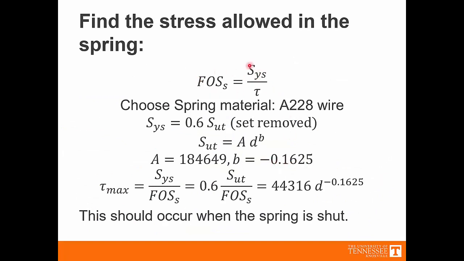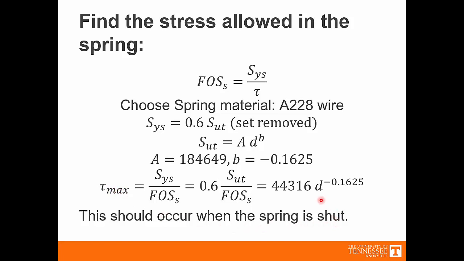Now we're going to solve this equation for the shear stress, and this is going to tell us that the maximum shear stress we can have with a factor of safety of 2.5 is, again, a function of D. Now, by maximum shear stress, what I'm interested in is when will this occur? At what period of time should this stress be the highest? And the answer is when I actually shut the spring.